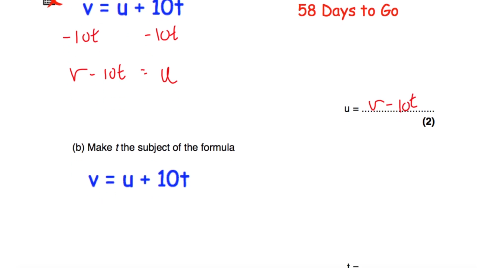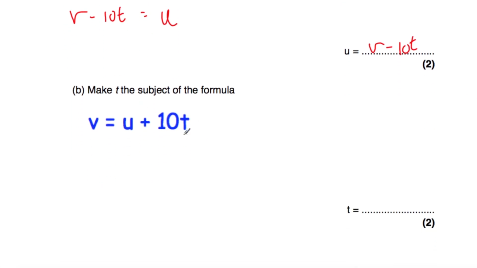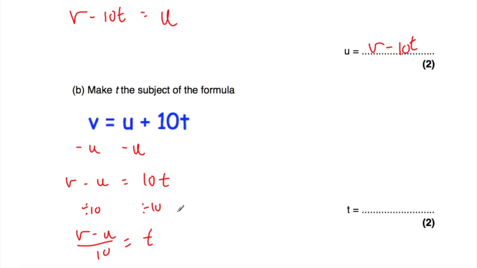And then part B says we would make t the subject of this formula. So let's take away the u from both sides. So let's take away u and take away u. So on the left-hand side, we've got v subtract u. And on the right-hand side, we'd just be left with 10t. And then we don't want this 10 here, so let's divide both sides by 10. So divide by 10 and divide by 10. So on the left-hand side, we'd have v subtract u over 10. On the right-hand side, we'd just be left with t. So t equals v subtract u over 10. And that's it. And if you got that, well done.